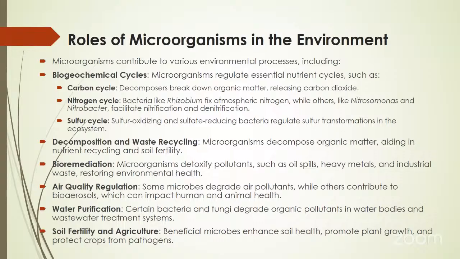The sulfur cycle is also very important in the environment. Sulfur-oxidizing organisms and sulfate-reducing bacteria regulate sulfur transformation in the ecosystem. So this cycling helps to regulate the quantity of all these chemicals that are needed within the environment. That is why you can see that everything is going on and the oxygen is not depleted, because it is being circulated. Nitrogen is being circulated. Everything is in a cycle, because we have some microorganisms that keep doing their work.